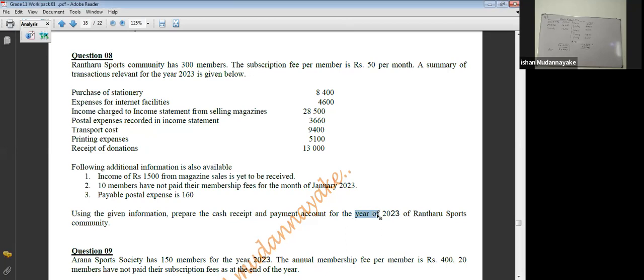For January 2023, okay, here write down: Receipt and Payment account for the month of January 2023 of Panora Sports Company.